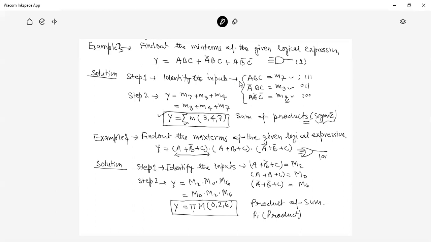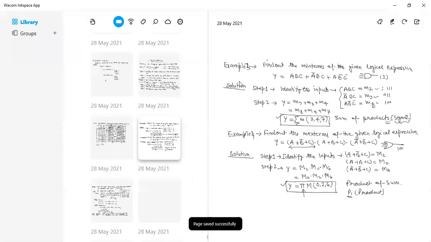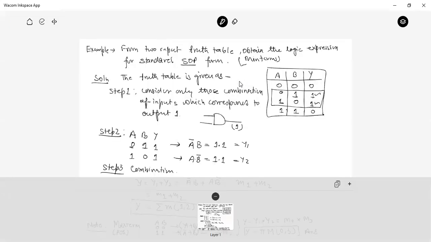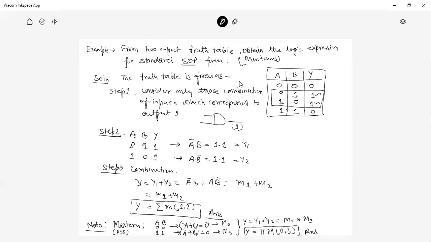So we can express this using the product sign, that is pi, capital M and 0, 2, 6, making a sequence of increasing order. So this one is the expression of the max term, and here it is the expression of the min terms. So if the expression is given, then we can express that in the given summation way or the product way, as it is.